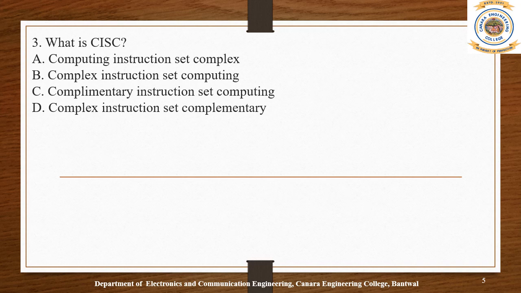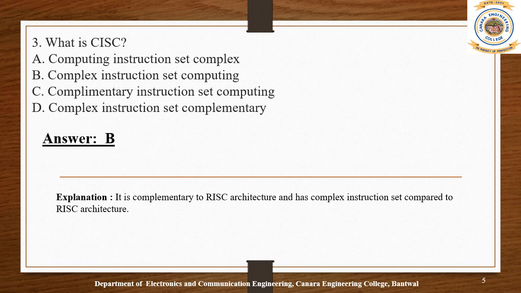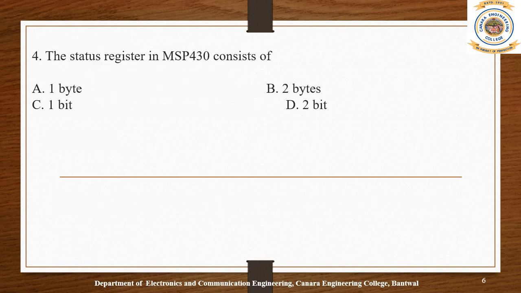The CISC architecture contains a large set of complex instructions that range from very simple to very complex and a specialized instruction. CISC stands for Complex Instruction Set Computing. The status register is a hardware register that contains information about the state of the processor. In MSP430, it is 2 bytes in length.